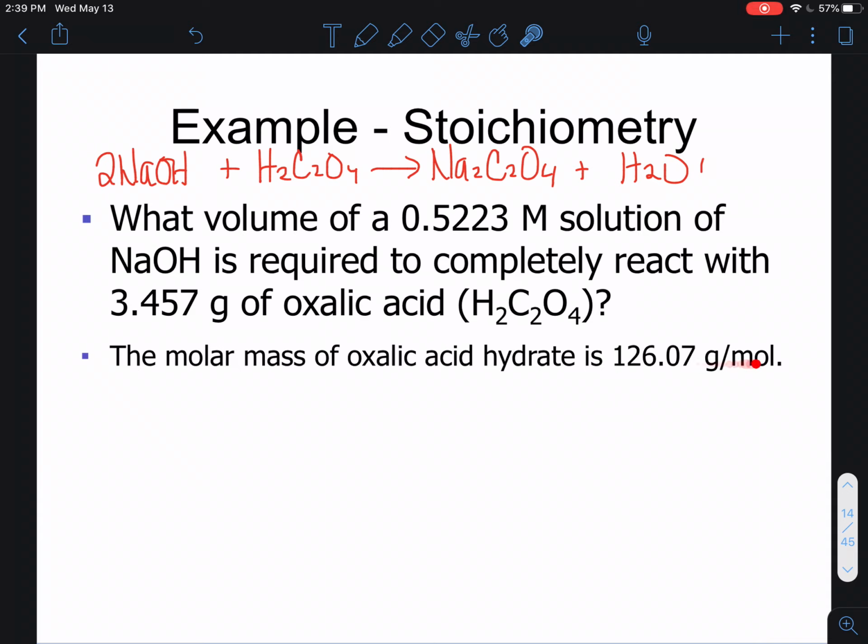I gave you the molar mass, so we're going to first convert 3.457 grams of oxalic acid to moles using the molar mass, 126.07 grams per 1 mole. That would give us moles of oxalic acid. And then we know that for every 1 mole of oxalic acid, we need 2 moles of sodium hydroxide to react. So that's 1 mole.